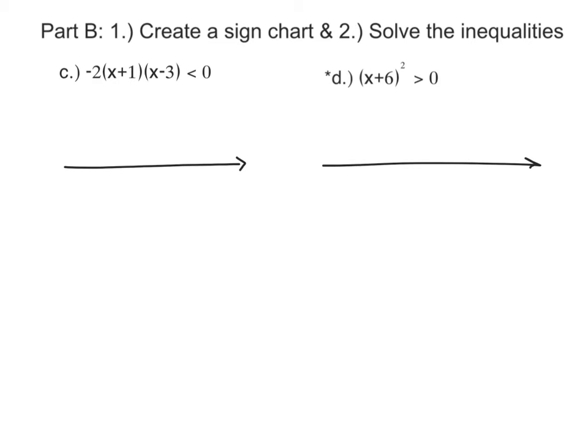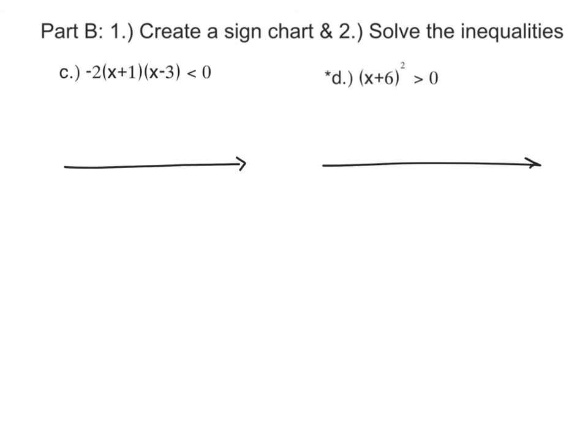In part C, when I have negative 2 times x plus 1 times x minus 3 being less than 0, we want to find the most important points. And we think that this negative 2 has something to do with it, but there's nothing I can do to negative 2 in order to make it turn into 0. So I'm going to skip that one and go to the next factor, x plus 1.